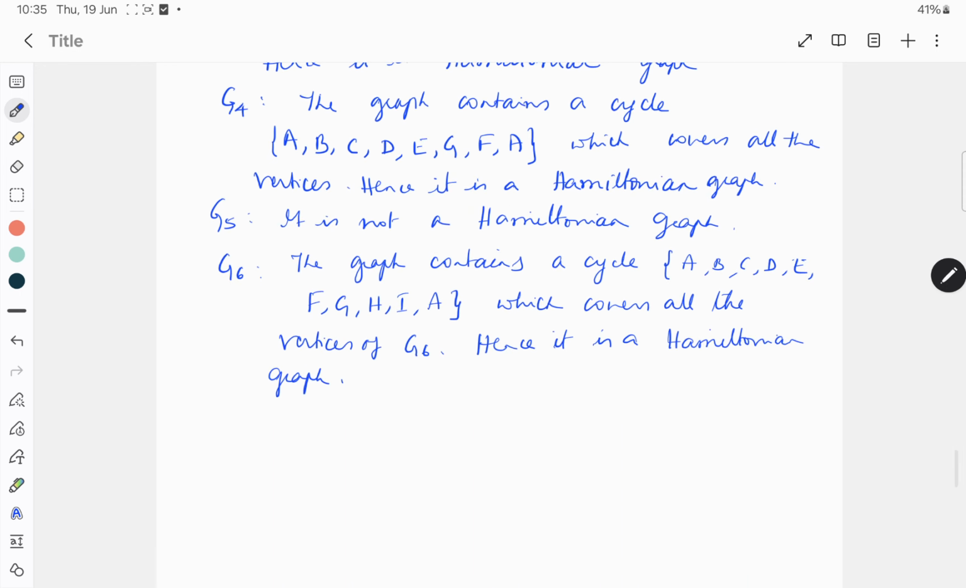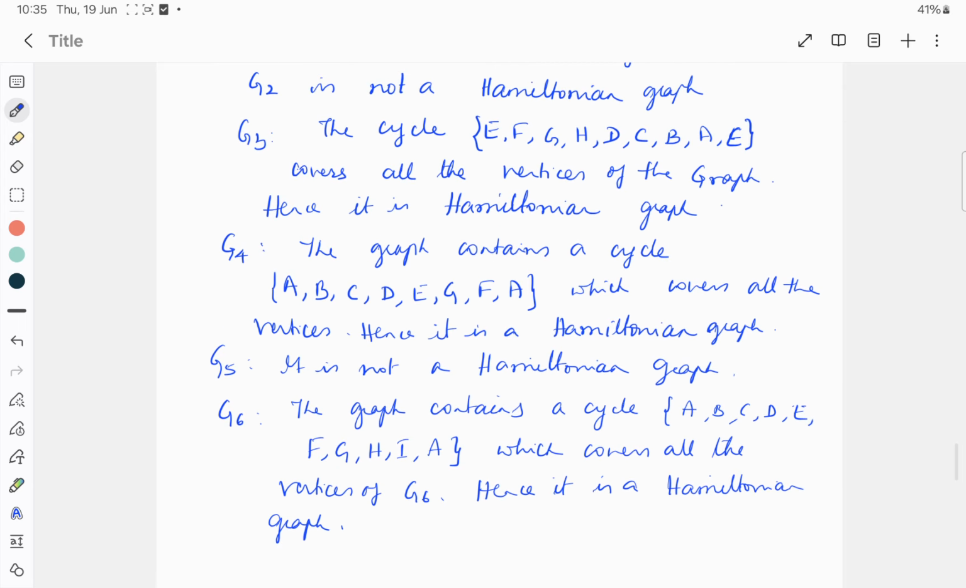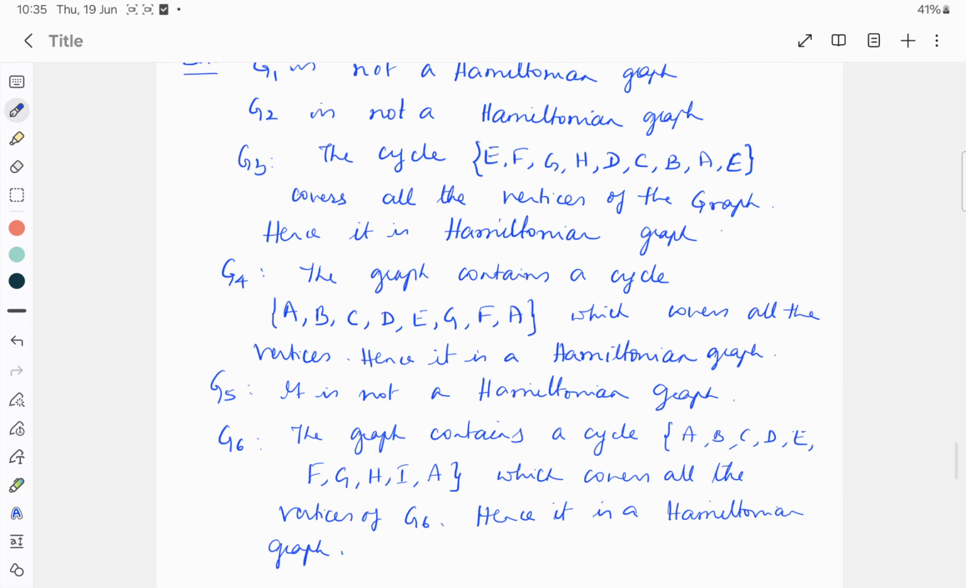So this is how we can check whether a given graph is Hamiltonian or Eulerian. Thank you.